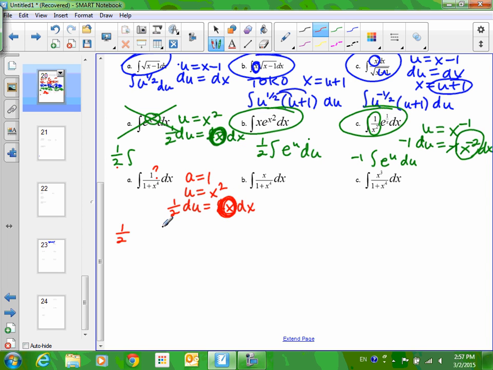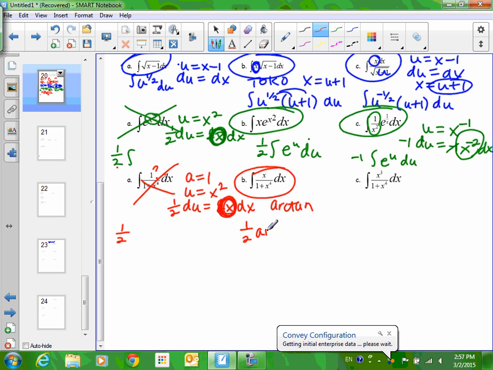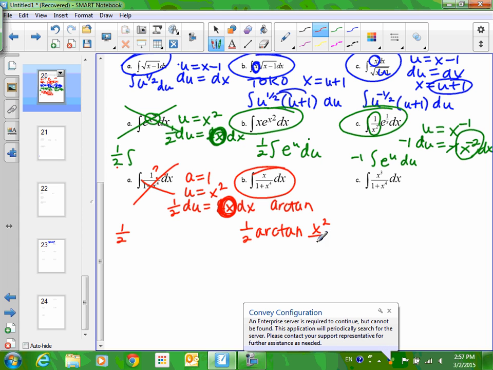This was a tricky one. This is tricky. B is B. It is B, so A is out and B works. Okay, that does end up being an arctan problem. It ends up being 1/2 arctan of x squared over 1, plus c.